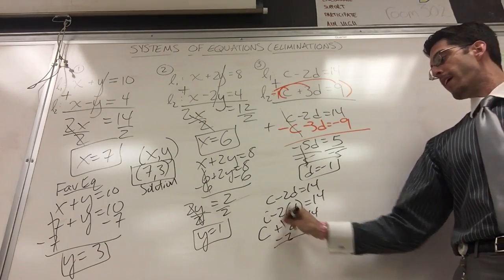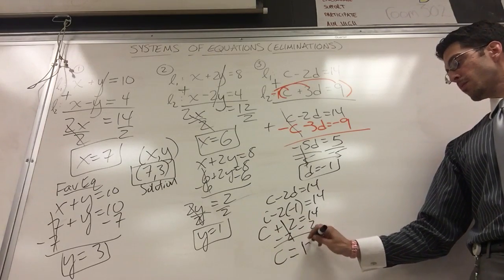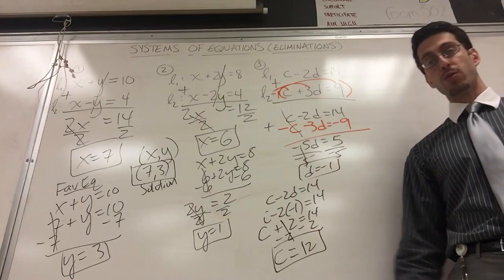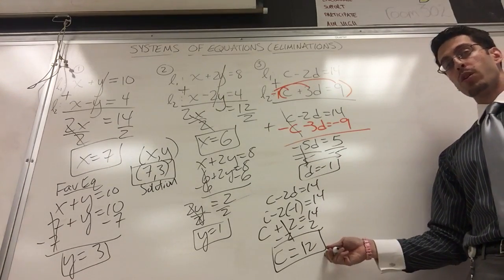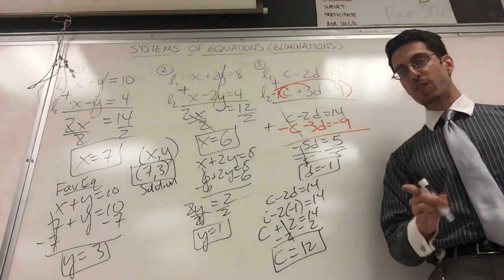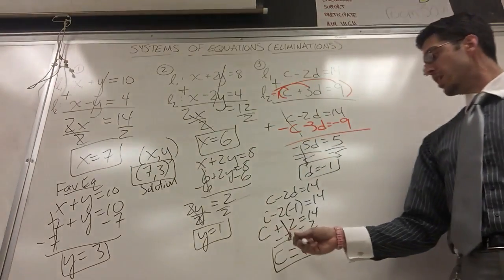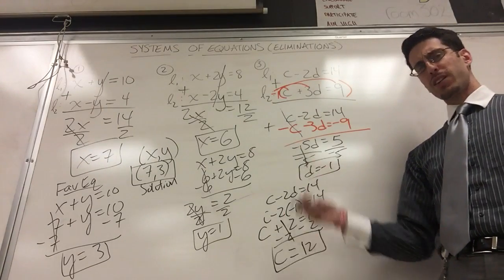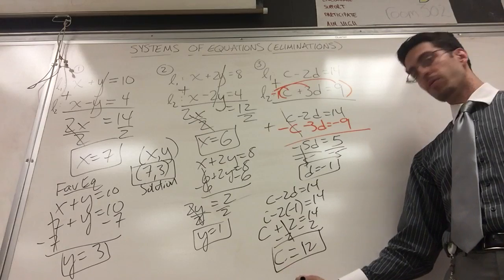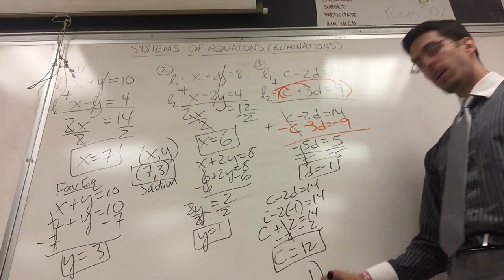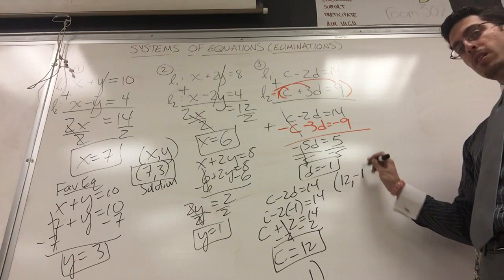Subtract 2. And c equals 14 minus 2 is 12. So my answer here is negative 1 comma 12, right? Actually, no, be careful. See how I said put the solution as x comma y? Here, this is not x or y. I'm going to go in alphabetical order, c comma d. So I'm going to say 12 comma negative 1. My solution is 12 comma negative 1.